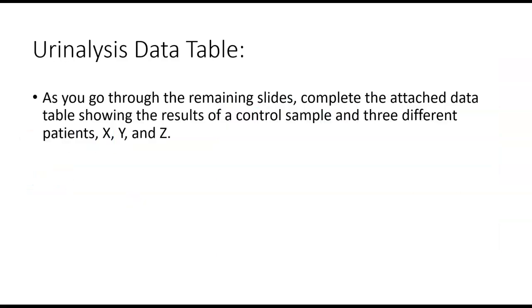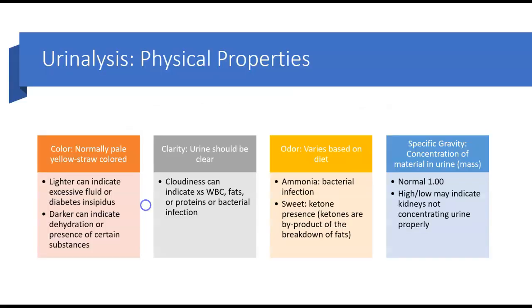So your urinalysis data table gives you 3 patients, patients X, Y, and Z. And we're going to go over some of the results of their urinalysis as you fill it in, and then you're going to analyze their particular results. So when we look at urine, we look at physical properties first.